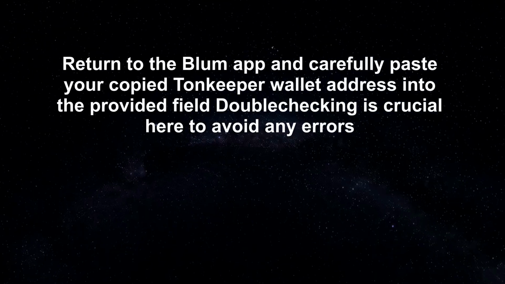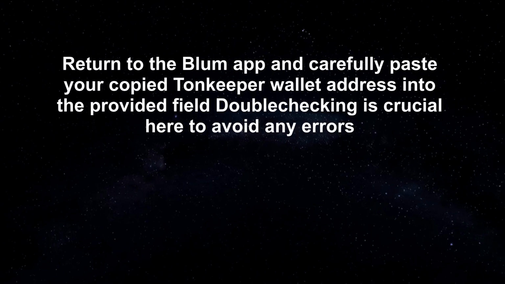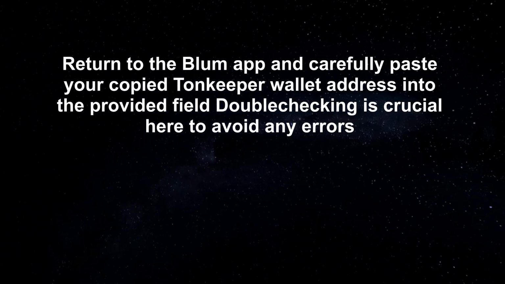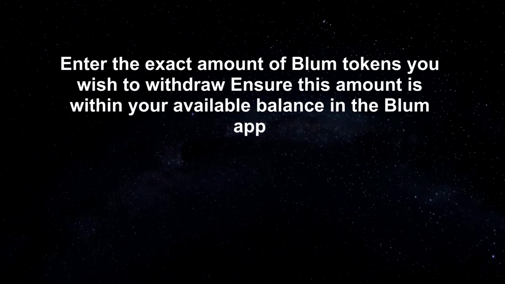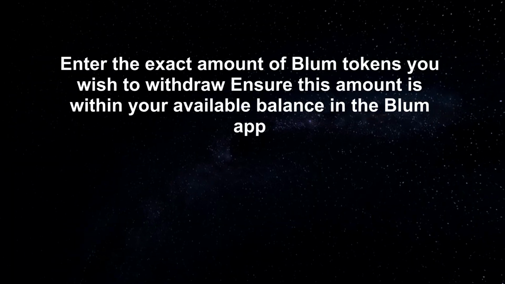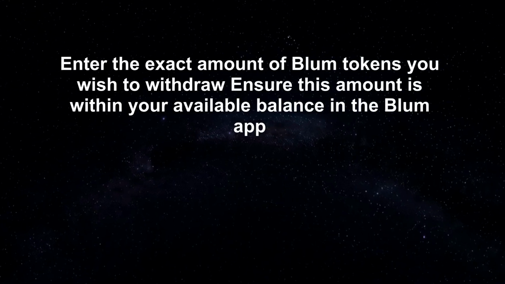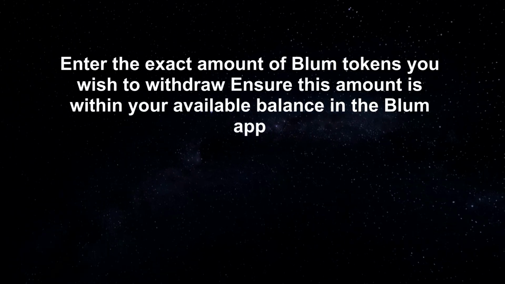Return to the Blum app and carefully paste your copied Tonkeeper wallet address into the provided field. Double checking is crucial here to avoid any errors. Enter the exact amount of Blum tokens you wish to withdraw. Ensure this amount is within your available balance in the Blum app.